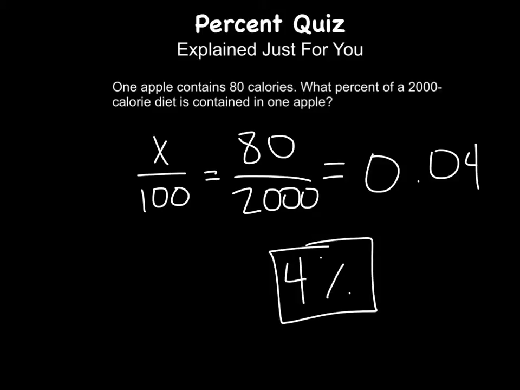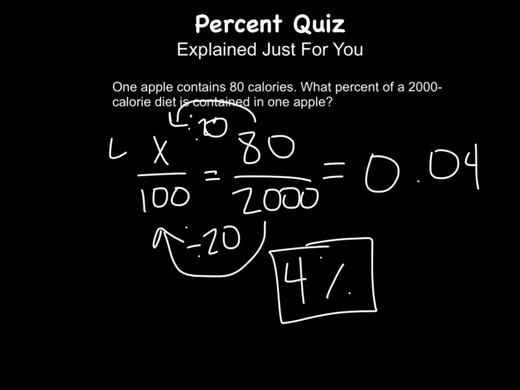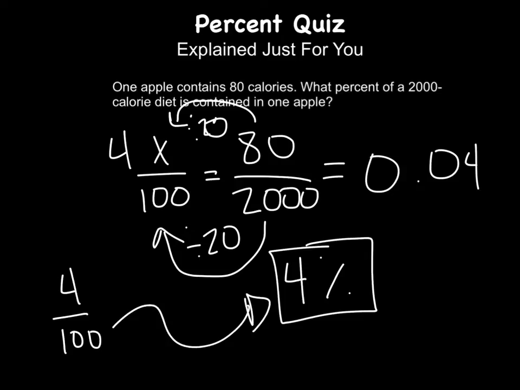4%. So again, just like in our video, I set up a proportion. You could have also scaled up or scaled down. So one thing you could have done is you could have figured out, how did I get from 2,000 to 100? And I divided by 20. And so I would divide by 20 up here. And x would be 4. And 4 over 100 would equal 4%. So just setting up a proportion just like we talked about on the video.